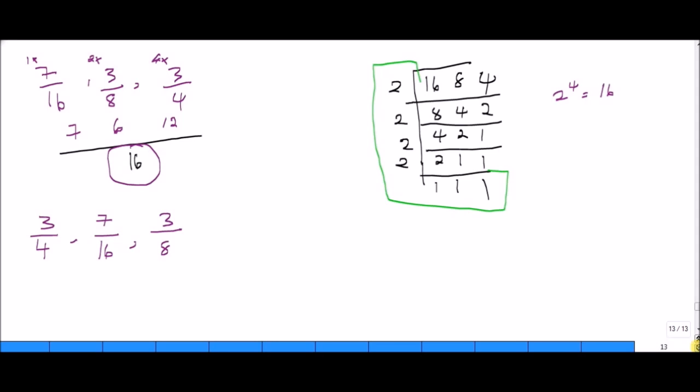Let's do one more from this batch. Number 3 asks us to order 2/3, 3/4, and 7/12. Okay. The LCD, lowest common denominator, in this case would be 12.